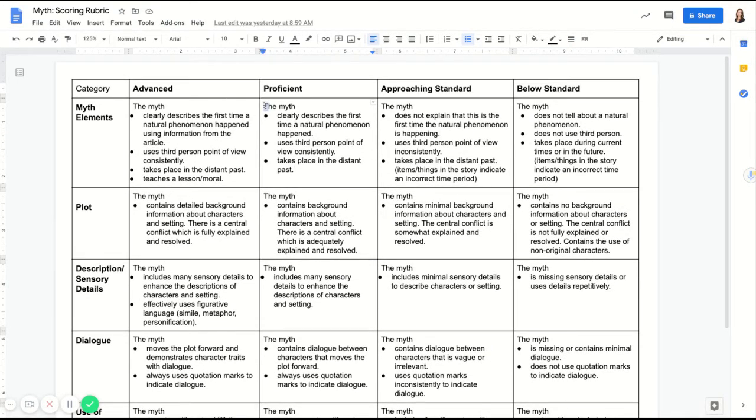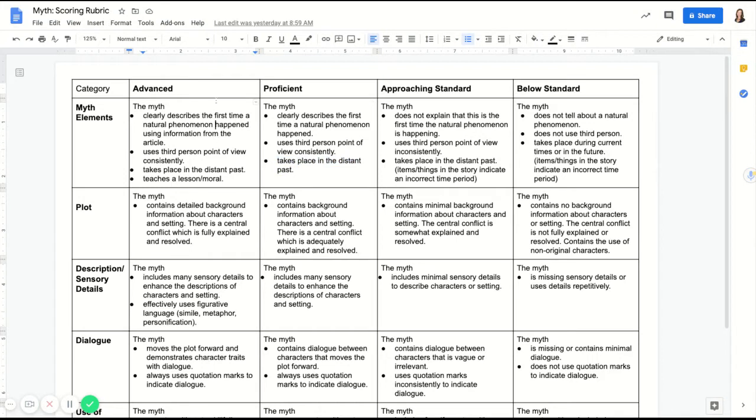So starting at proficient. To earn a proficient in myth elements, the myth clearly describes the first time a natural phenomenon happened. The myth uses third-person point of view consistently, and the myth takes place in the distant past. So these are the things you need to do to earn an A in this category.